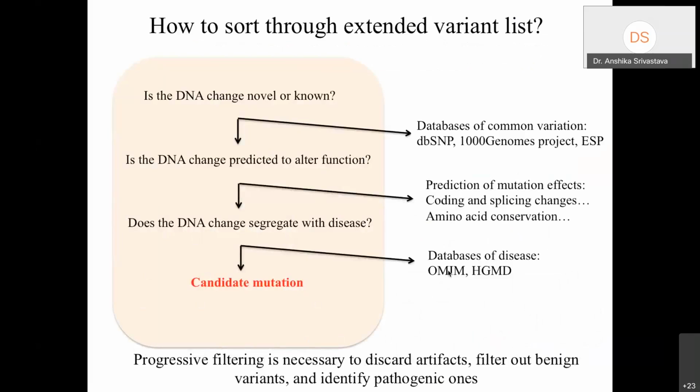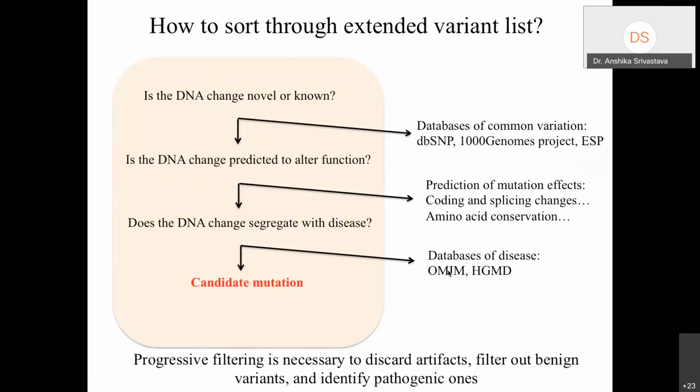So as I said, how do we sort through an extended variant list? Once you have the variants, say around 50,000 or more, how do you start? First of all, is the DNA change novel or known? How would you get to know that? The databases for that are dbSNP, the 1000 Genomes Project, or the Exome Sequencing Project. These are online tools where you can query your variation of interest on the websites.